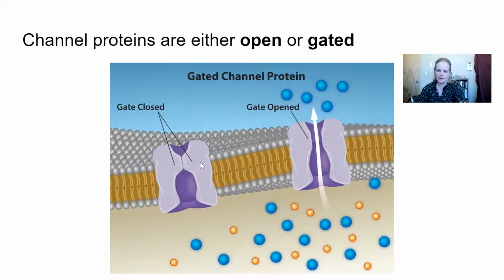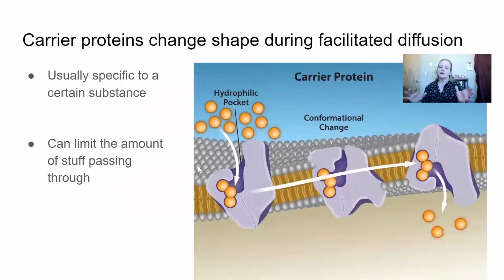Okay, so that's that. Now, switching to the other type of integral protein that allows for facilitated diffusion, we call these carrier proteins. Again, we've got this protein that's stuck completely in the phospholipid bilayer. Part of it is on the outside, part of it is in the plasma membrane itself, and a part of it is on the interior of the cell.